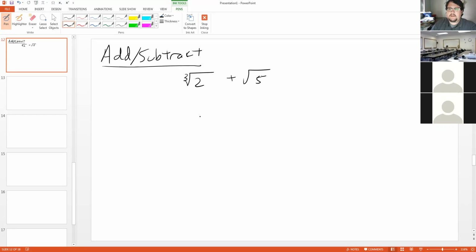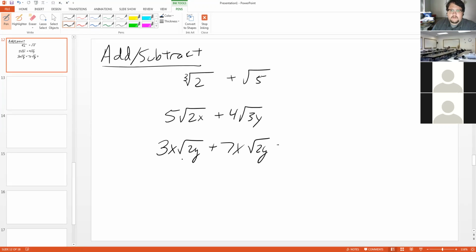So that's one thing. And then, kind of an extension of that, even if the root numbers are the same, the part inside the root has to be the same. So if you had, let's say, 5 square root of 2x plus 4 square root of 3x, even though both are square roots, you can't add those together. They're not like terms. For like terms, not only do you have to have the same variable, but you have to have the same root part. So something like 3x square root of 2y plus 7x square root of 2y. This whole variable and root part all match. So when you add them, you just add the number part in front, the coefficient part. So this is 10, and then the part that matches.